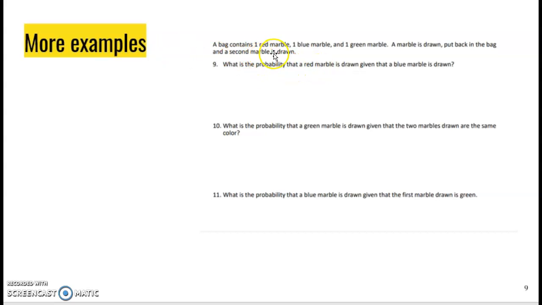A bag contains one red marble, one blue marble, one green marble. They tell us a marble is drawn, put back in the bag, and a second marble is drawn. So we have that dependent event happening here, with some conditions on it as we go forward. Let's look at the tree diagram, and this might be helpful for some of you to draw out. So if I have a bag, it contains one red, one blue, and one green marble.